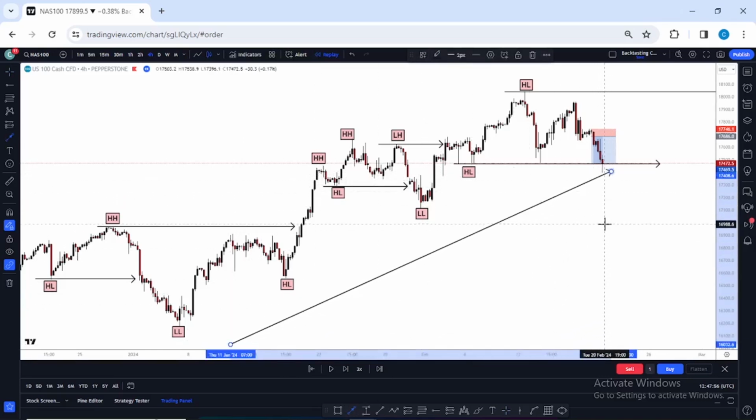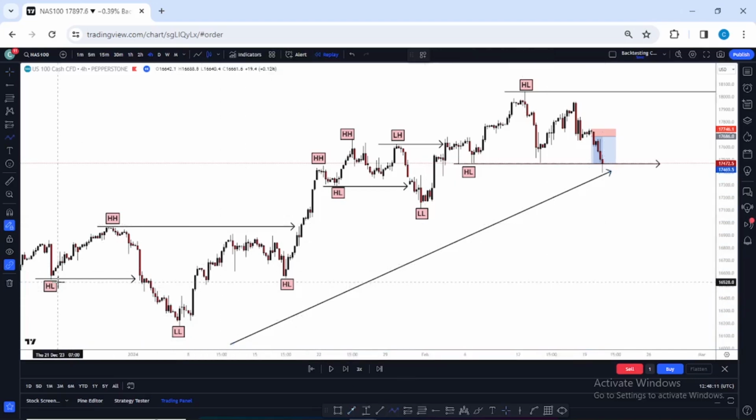Alright. So after we've identified our trend, what's the second thing I like to do? I like to identify my market structures. So now let's get into the chart and identify the market structures together.